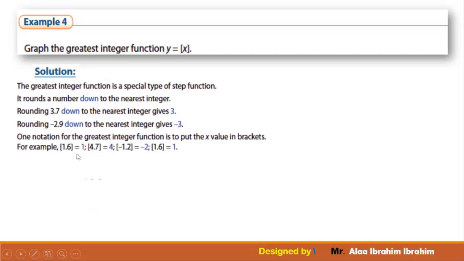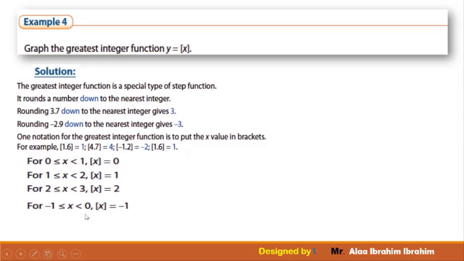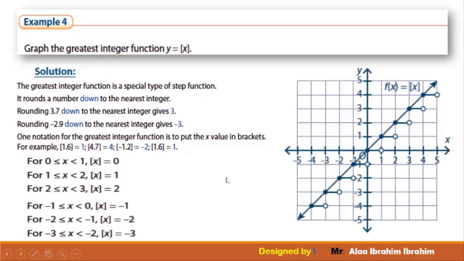To give you another example with this form, if I give you 1.6, I need the greatest integer, so you have to make it 1, and 4.7 will be 4, and negative 1.2, the smallest is negative 2, not negative 1. So 1.6 will be 1. We have many examples: from 0 to 1 is 0, from 1 to 2 is 1, from 2 to 3 is 2, from negative 1 to 0 is negative 1, and so on.